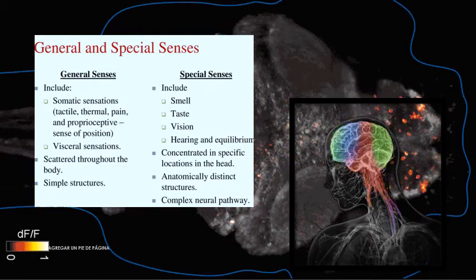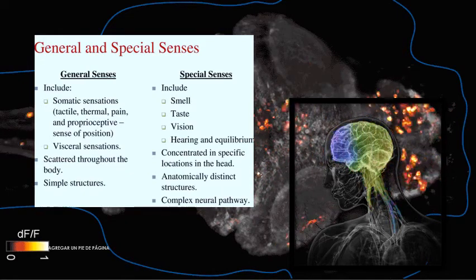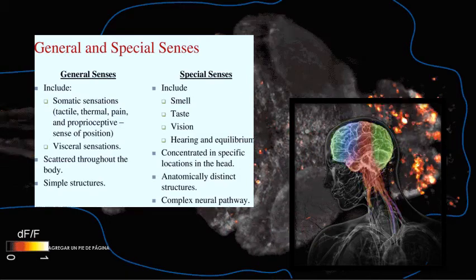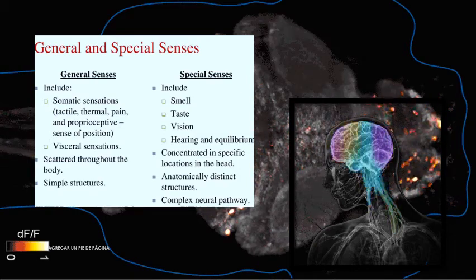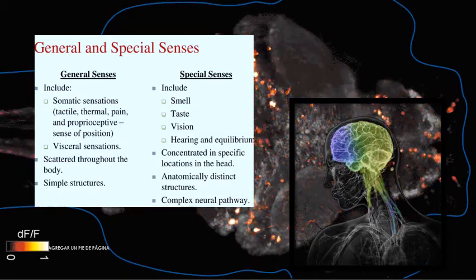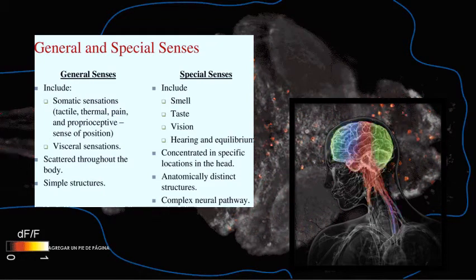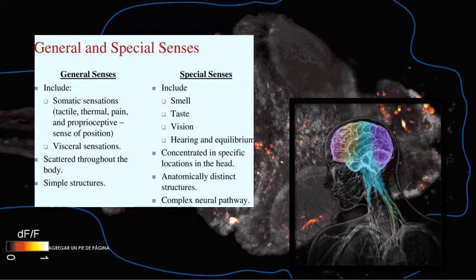And also, we have the visceral sensations that are scattered throughout the body. For example, if we feel hungry or if we feel thirsty, we will know that our body is asking us for water or for a meal. And we have the special senses that include smell, taste, vision, hearing, and equilibrium.